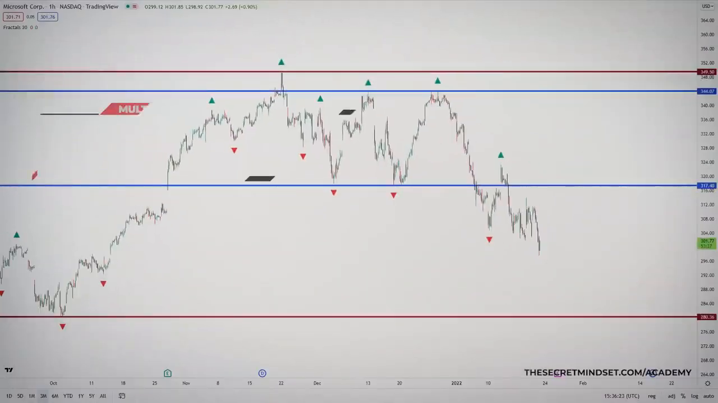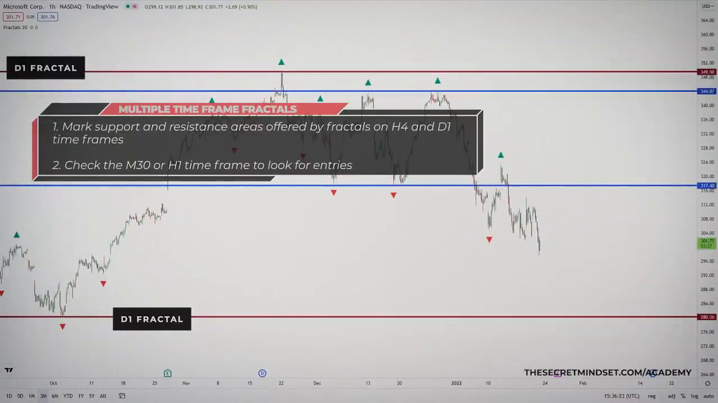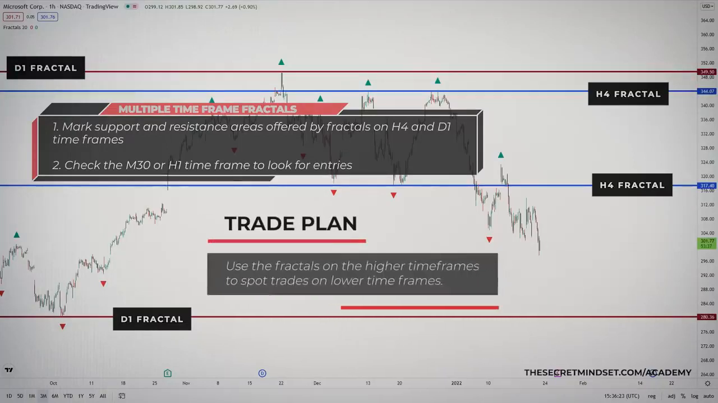In day trading setups, for example, you could base your trades on support and resistance areas offered by fractals on the 4-hour and the daily charts. You can check the 30 minutes or the hourly time frame to look for entries, but you'll use fractal periods on the higher time frames to spot support and resistance areas.